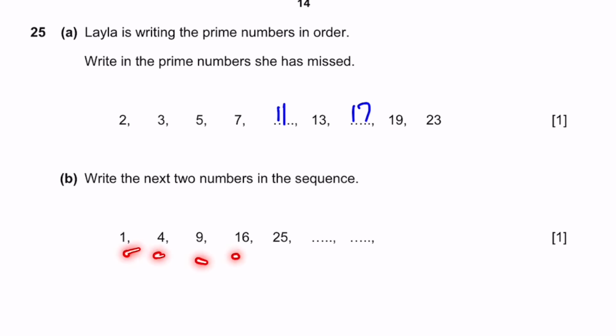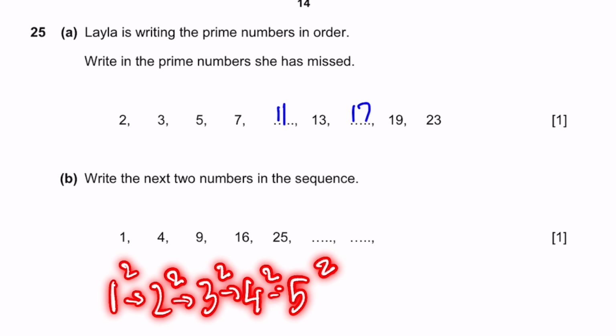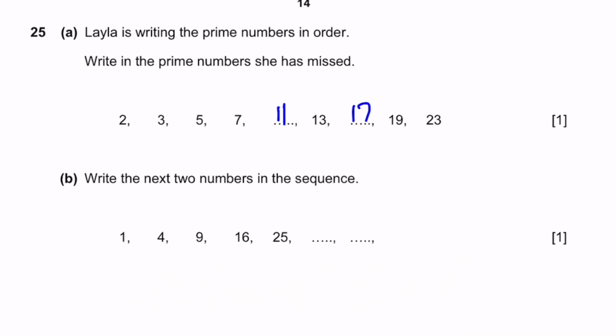1, 4, 9, 16, 25, and goes on. Well, 1 is equal to 1 squared, 4 is equal to 2 squared, 9 is 3 squared, 16 is 4 squared, 25 is 5 squared. So, each number squared is the sequence. So next is 6 squared, which is 36, and then 7 squared, which is 49. So 36 and 49. Question 26.